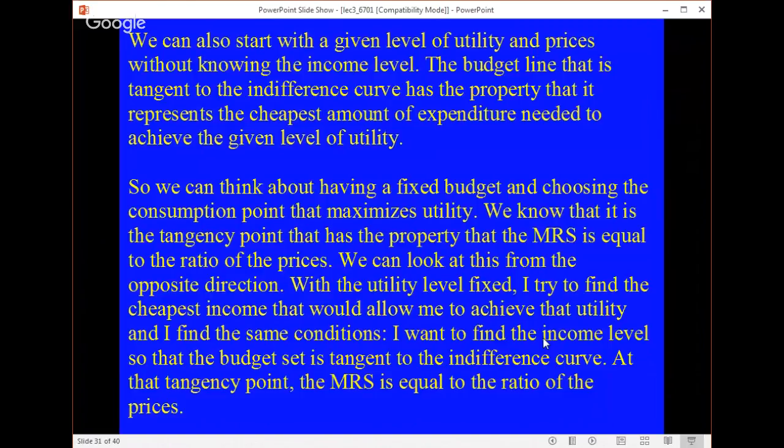So I can think about having a fixed budget and choosing the consumption point that maximizes utility, as we've been doing. We know that the tangency point has a property that the marginal rate of substitution equals the ratio of prices. We've probably said that 24 times already. So I can look from the opposite direction. With a utility level fixed, I can try to achieve the cheapest income that will allow me to achieve that utility, and I find the same conditions. I want to find the income level so that the budget set is tangent to the indifference curve. At the tangency point, the MRS, the marginal rate of substitution, is equal to the ratio of prices.